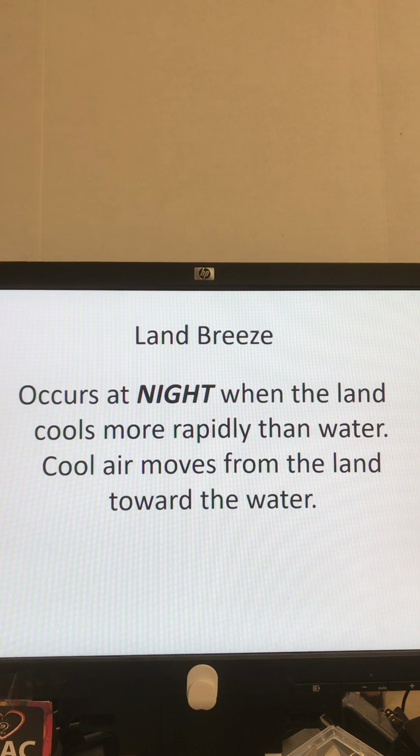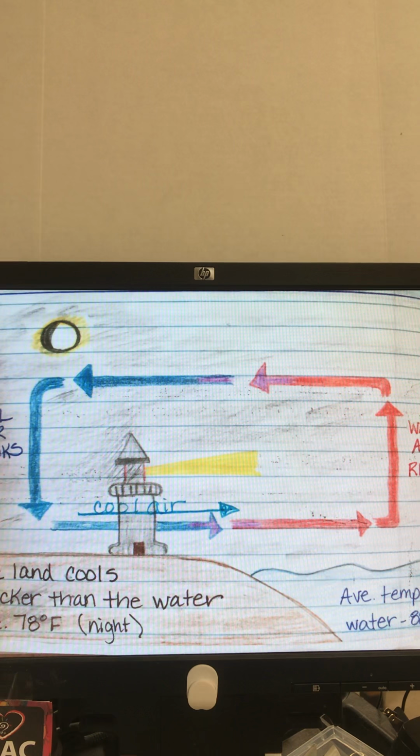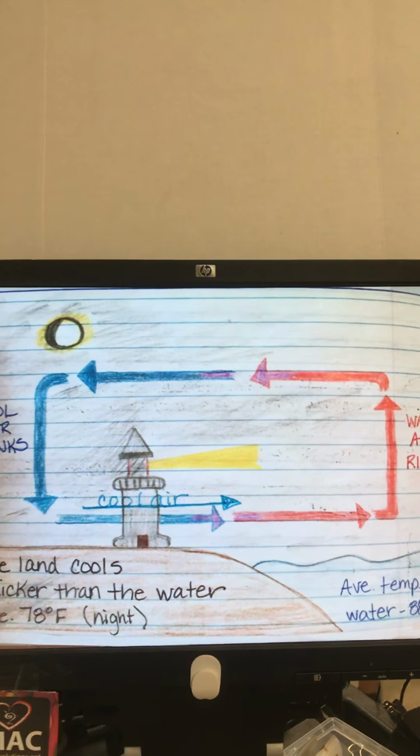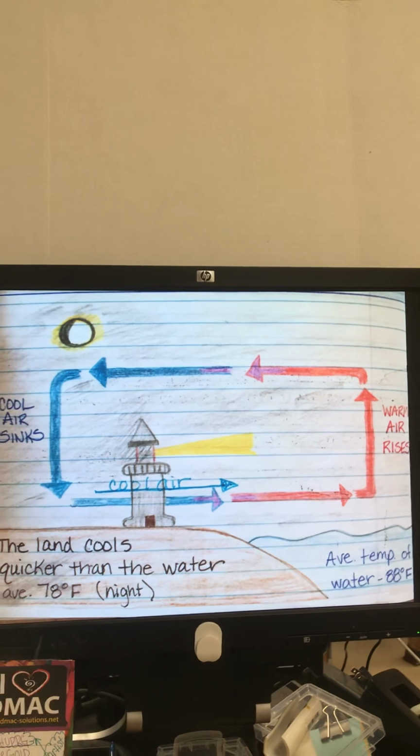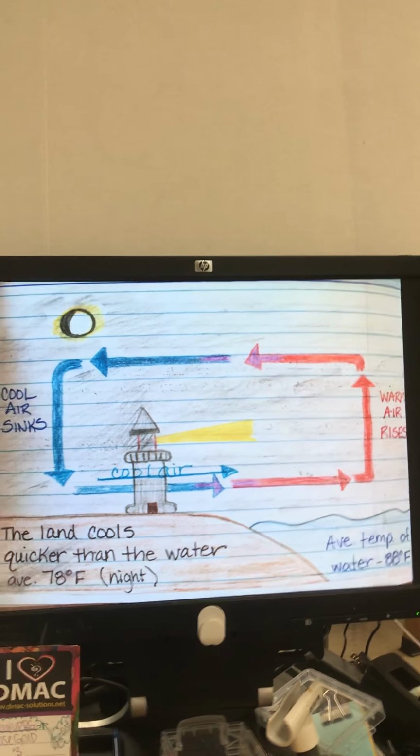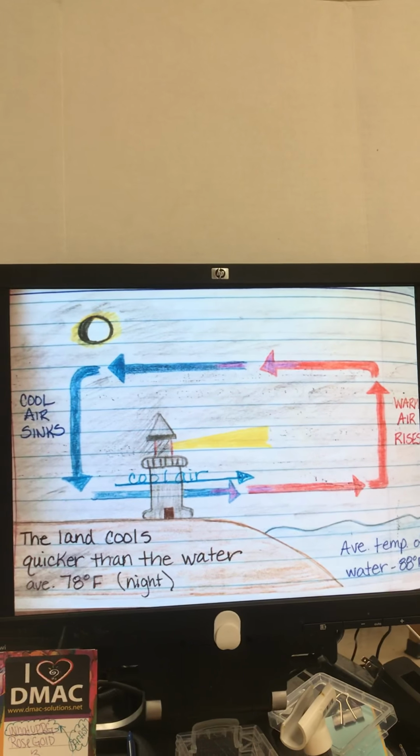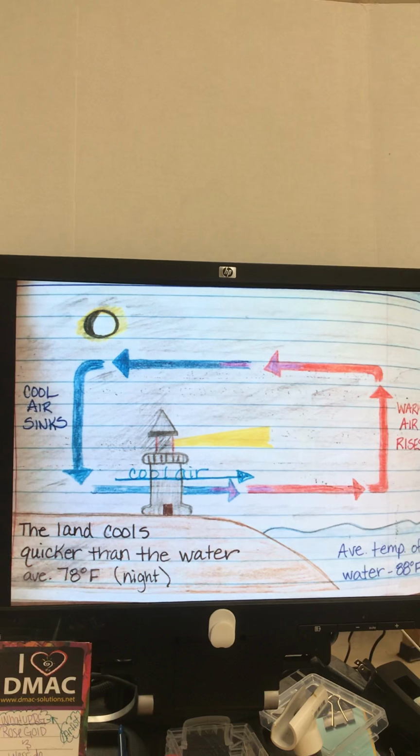Well, the land will get cooler than the water, and then that cool air will move from the land to the warmer water. And then once again, we have rising air from the ocean up into the atmosphere, and with the air coming off of the land to replace that warm air. And here's a diagram of that. So you have warm air rising, cool air sinking.